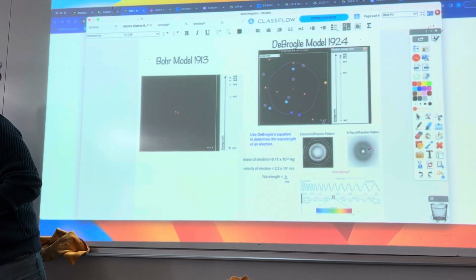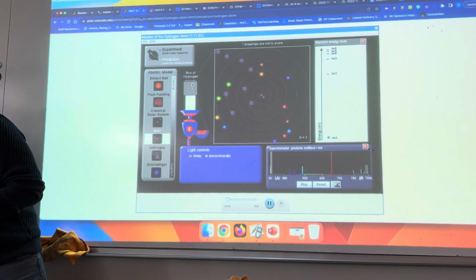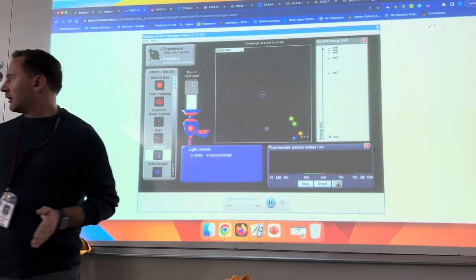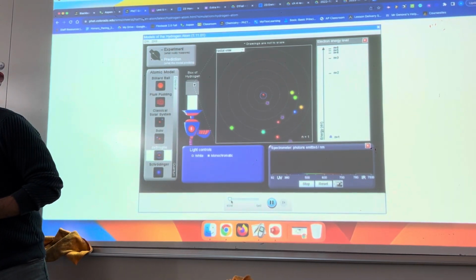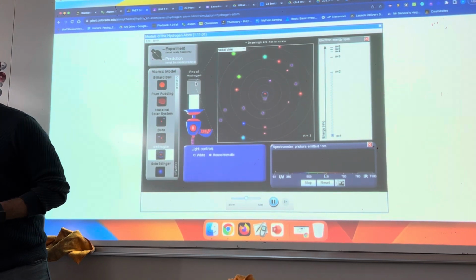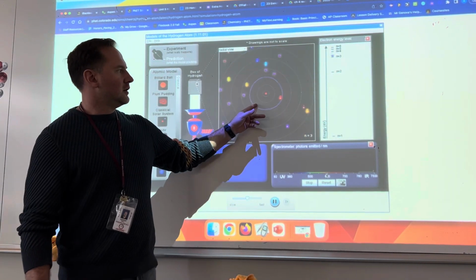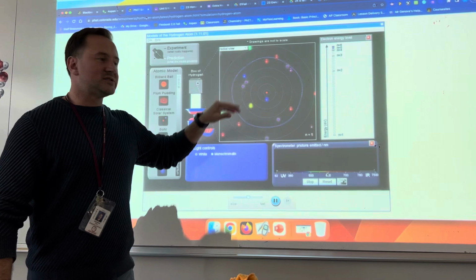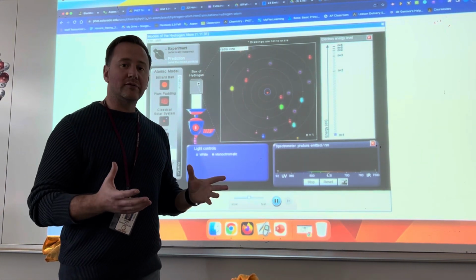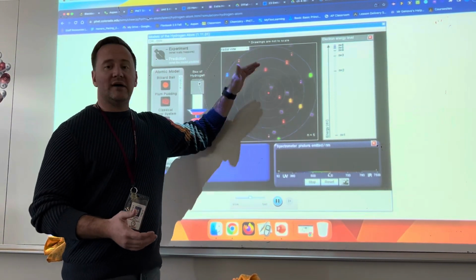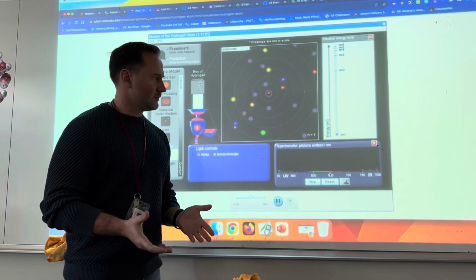And what this looks like in de Broglie's model of the atom is that the electron essentially is viewed as a wave and not a particle, okay? And there are only a set number of nodes that can exist in a standing wave, so this explains why you have only these specific orbits, okay?